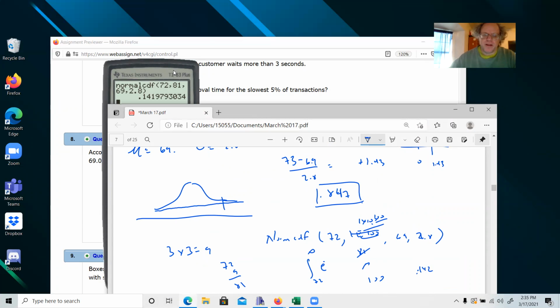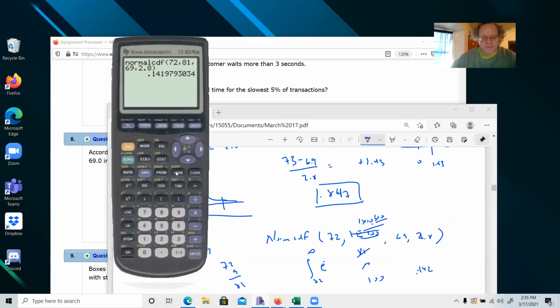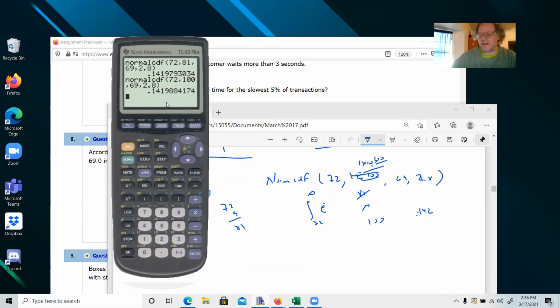Now I'm going to do the normal CDF distribution. Same idea. We're going to do 72 inches. I'll go to 100 this time. You can go to 1,000, but I'll go to 100. Oops, I did go to 1,000. Mean 69, standard deviation 2.8. And with 3 decimal places, 0.142.